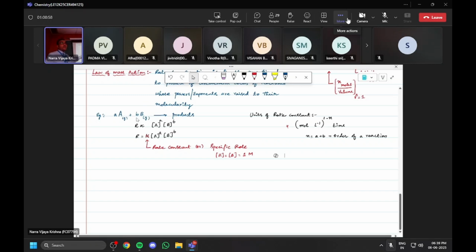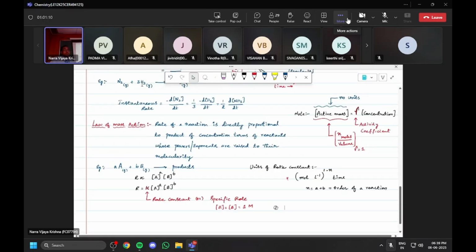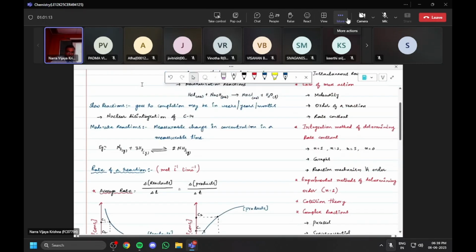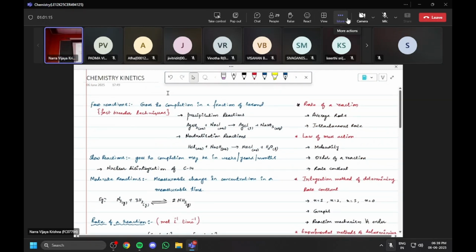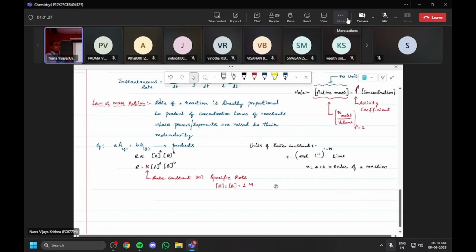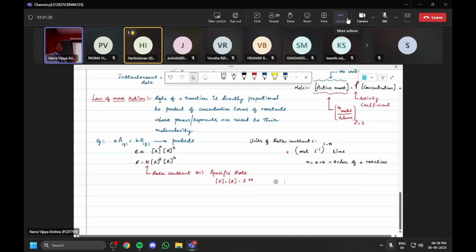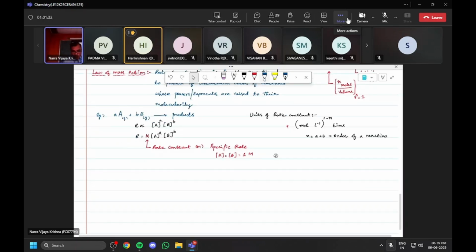So according to the law of mass action, what do I have to write? Rate is proportional to the concentration of reactants. We need to multiply them, and their power should be raised to their molecularity. Simple. Clear? So now we are going to see the next term. Under law of mass action, what do we need to study? Molecularity, order, rate constant. Just now we have seen rate constant. We need to see about molecularity and order. So I'm taking the next heading, molecularity. First we will see what is molecularity, then we will see what is order. Right? So molecularity of a reaction.